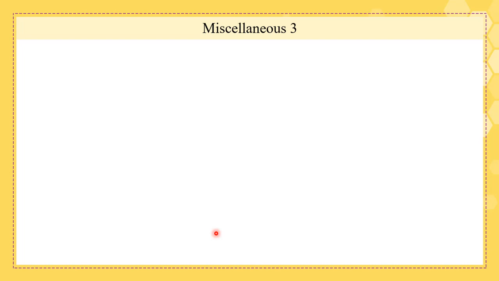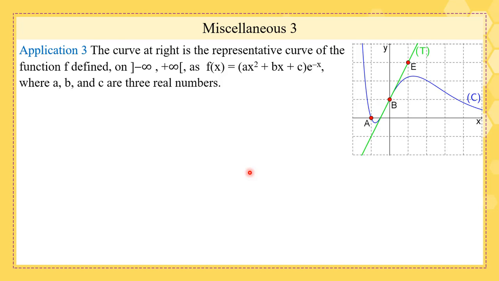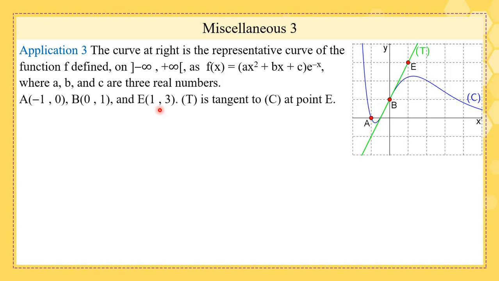Now let's see the third miscellaneous question. The curve at right is the representative curve of a function f which is defined as follows, where a, b, and c are three real numbers, and we know that A is a point whose coordinates are -1, 0, B is a point with coordinates 0, 1, and E with coordinates 1, 3, and we also know that T is tangent to C at point B. Now, the first question asks to find f prime of x in terms of a, b, c, and x.